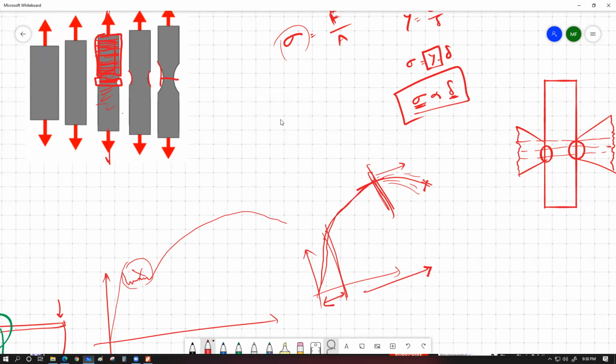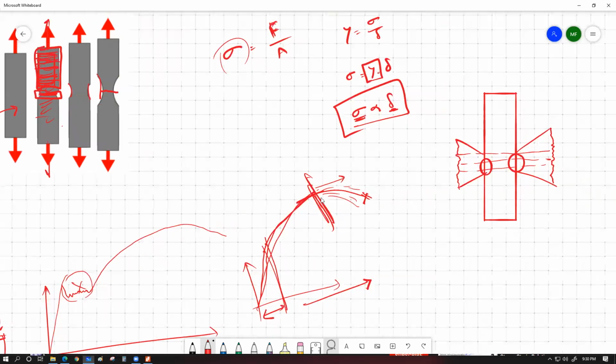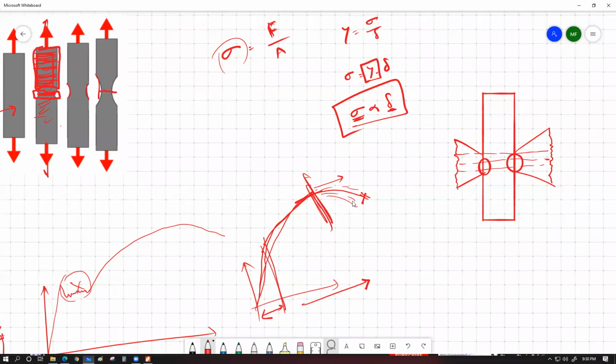Up to here the whole object deforms uniformly, for example from here to here. But beyond the UTS point, the locations where you have the smallest cross-sectional area start to experience a very significant amount of deformation, and those are the points where you can have the neck developing. So that's the reason different specimens can have necking showing up by different amounts.